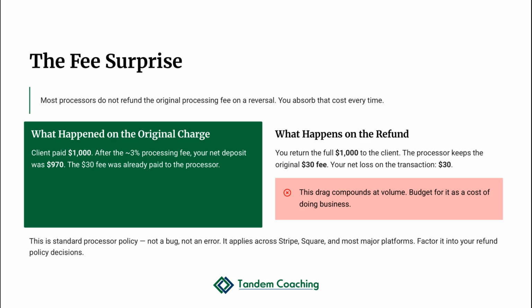The economics at 1 or 2 refunds a year are absorbable. The economics at a scaled satisfaction guarantee program with 5% refund rates are not. Run the multiplication before you advertise the offer.